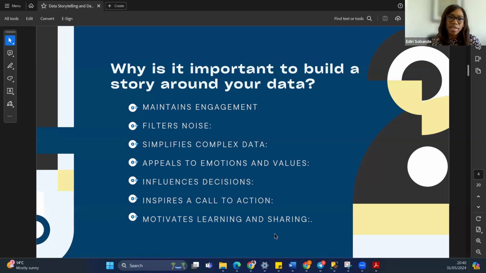So you see a pie chart. It's only showing you percentages, it's showing you total figures. But you want to drill down to see the details. You want to understand who the customers are, who my most profitable customers are, who my high-performing relationship managers are. So it motivates your audience to want to learn more. And it also motivates sharing.